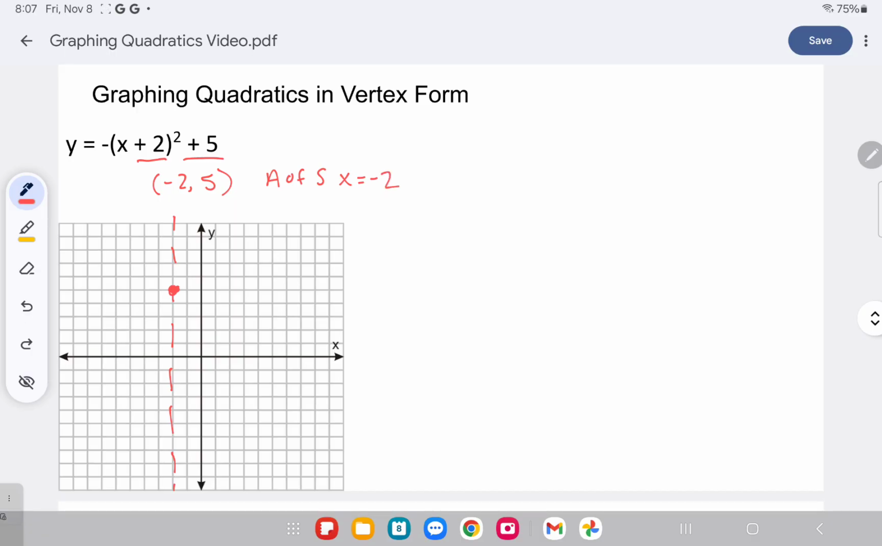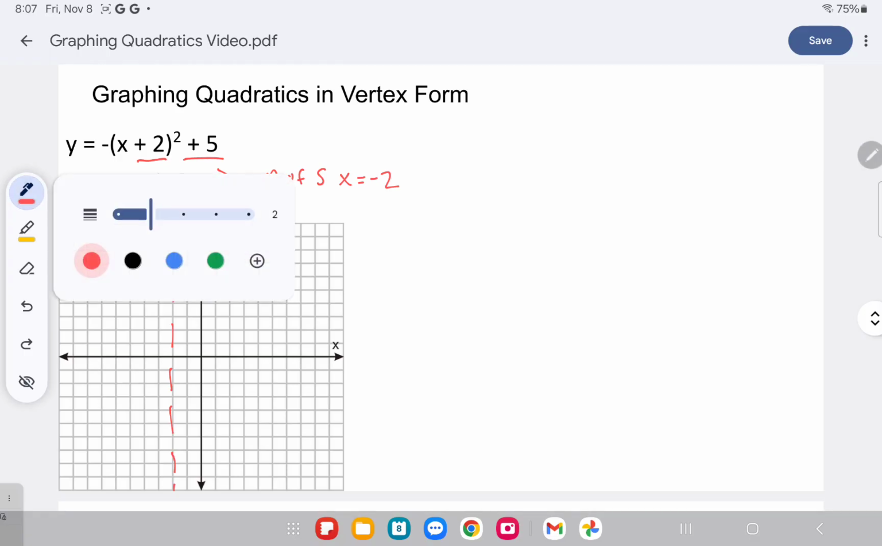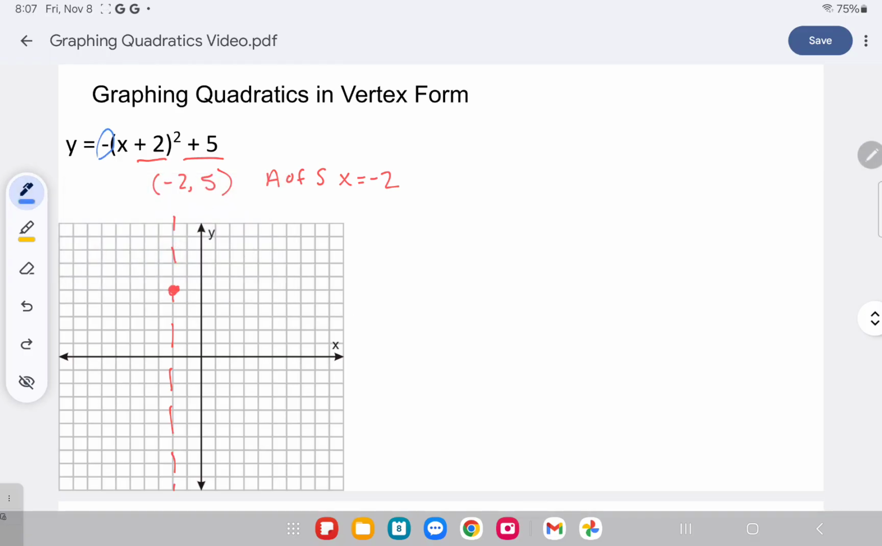So just by looking at vertex form, we already know the most important pieces of our graph. We know the vertex and we know the axis of symmetry. Also, just like standard form, the front number is your a. So because my a is negative 1, I know that this parabola is going to open down. Now, even though that front number is still a, that does not mean the 2 is your b and the 5 is your c. Remember, this is vertex form, not standard form. The only coefficient that really matches up here is a.